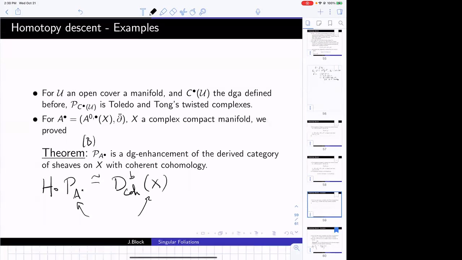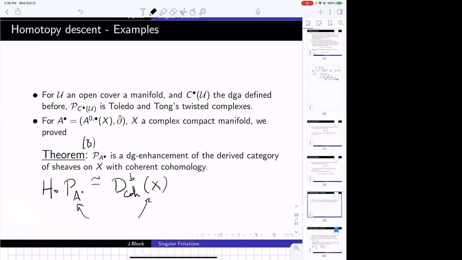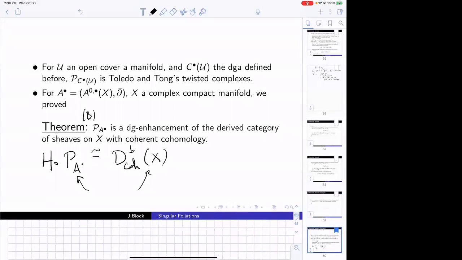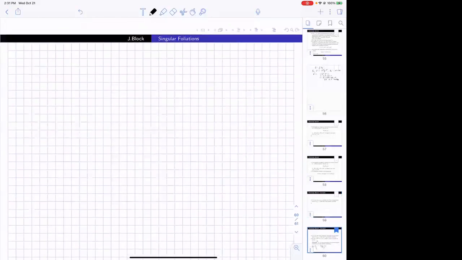The only reason I do it with compact is that it hypothesizes away the issues having to do with what's happening at infinity. The issue with what happens with non-compact manifolds is actually just an issue about sheaves on smooth manifolds. Right. Okay, let me just continue.